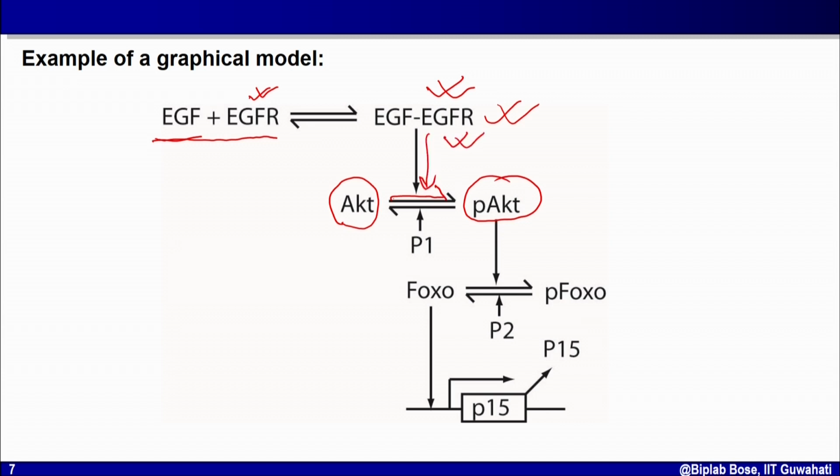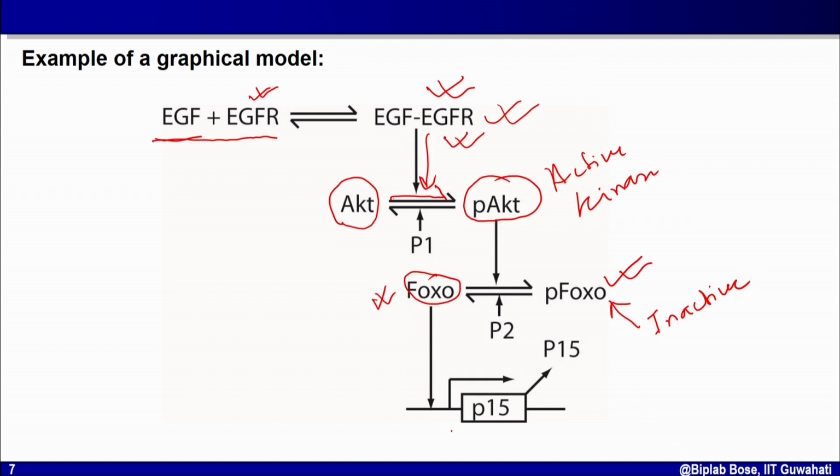this process. Once PAKT is formed, PAKT is the active form of AKT, and it is a kinase. It can phosphorylate FOXO to P-FOXO. P-FOXO is nothing but the phosphorylated form of FOXO, and P-FOXO is inactive. Interestingly, FOXO can control or activate expression of P15.